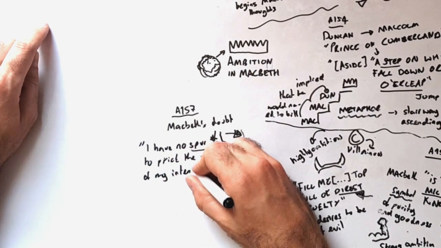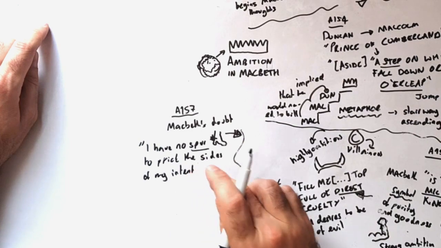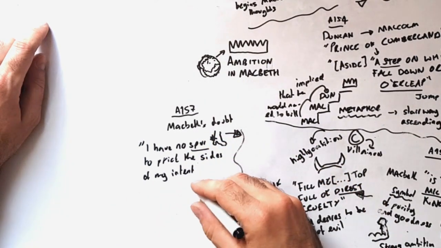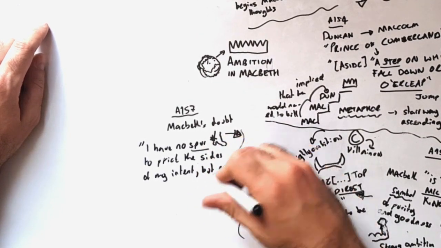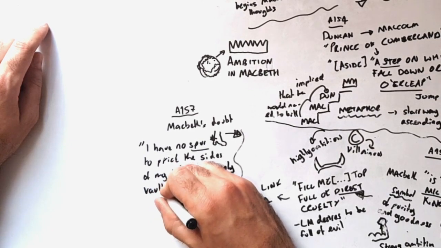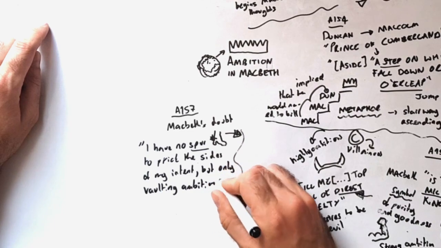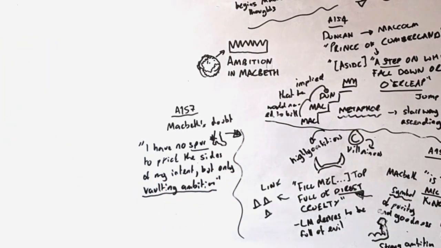So here we've got this idea of Macbeth's will. He has no spur. He cannot force it forward, if you like. And then he says, but only vaulting ambition. So he even references ambition in this line. That's why it's so important. He doesn't have the spur, but only vaulting ambition.